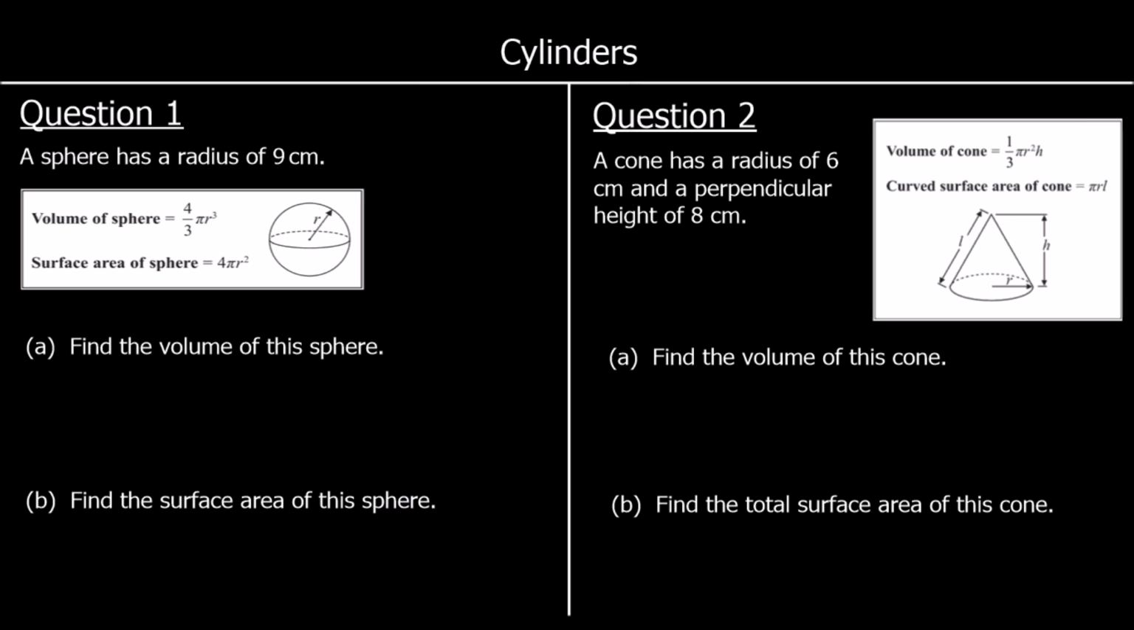And to finish up, we've got 2 questions here, so pause the video and give them a go. Question 1. We've got a sphere with a radius of 9 centimeters, and we need to find the volume and the surface area. We've got the formulas, so we're just substituting r into the formulas. So the volume of a sphere is 4/3 pi r cubed. R is 9, so it's 4/3 times pi times 9 cubed. And we just type that into the calculator.